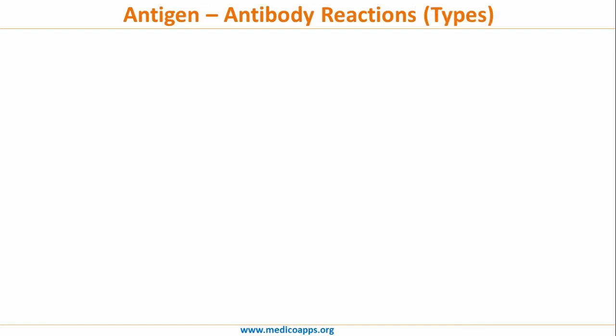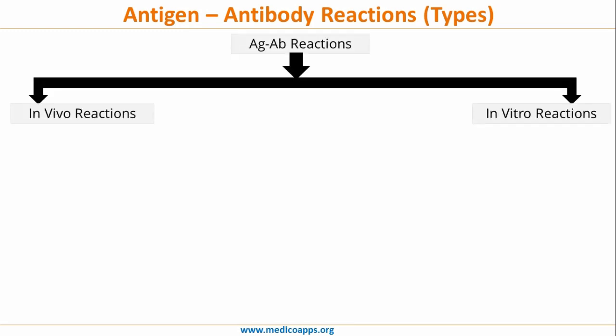Let's look at the various types of antigen antibody reactions. Antigen antibody reactions can be in vivo or in vitro reactions. In vivo reactions happen inside living organisms, and these reactions lead to elimination, destruction and removal of the antigens, whereas in vitro reactions are done in laboratories, and with their help we are able to detect either the antibody or the antigen in vitro.